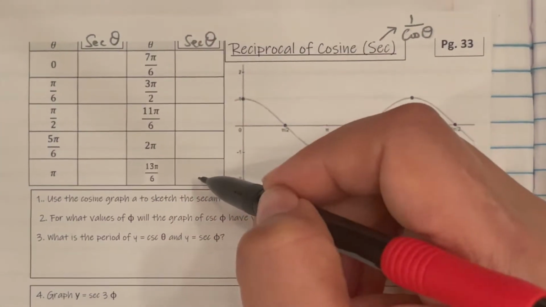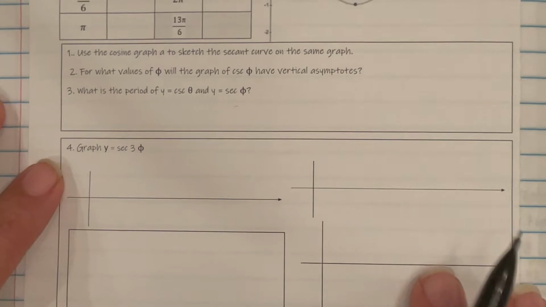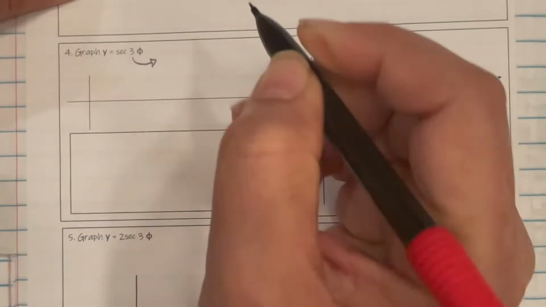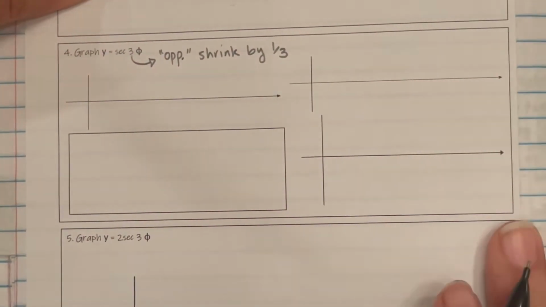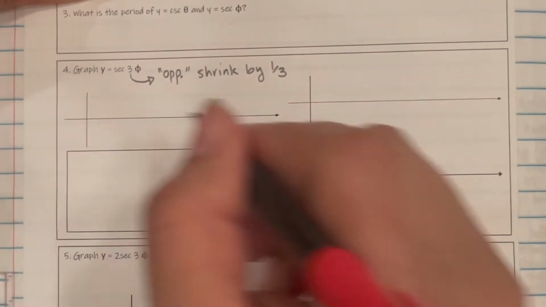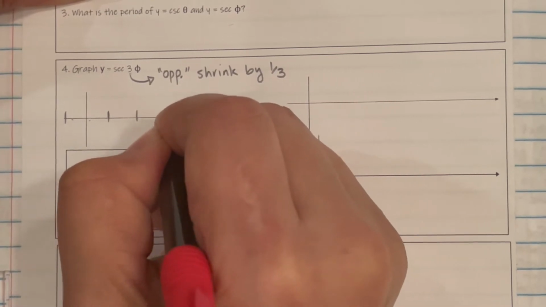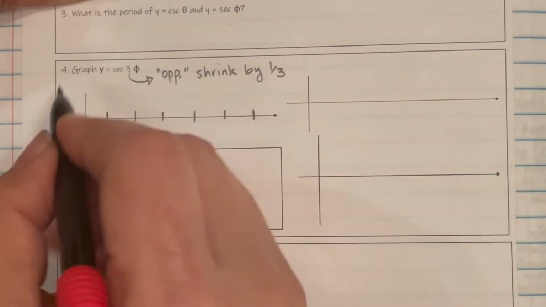All right, so make sure you just go ahead and fill out the table, and then answer all the questions below. I'm just going to start you off and make sure that you can. So if I have secant 3x or 3 theta, what does that mean? It's the opposite, right? So you're going to shrink by a third, or rather divide by 3, or multiply by a third, however you want to look at it. So we're going to go ahead and split it up evenly as you can.